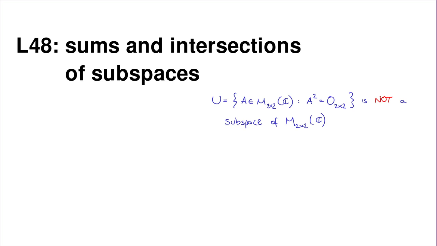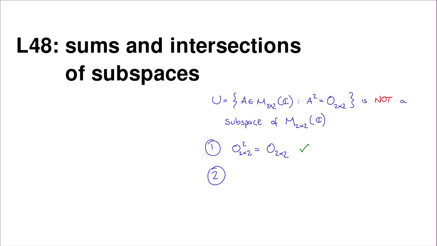to the zero matrix. What I asked you to do was to try and work out why that is not a subspace of the space of 2x2 complex matrices. You'll remember that the definition of subspace has three parts. The first part is that it must contain the zero matrix. Well, the zero matrix does have square equal to the zero matrix, so it passes the first part of the definition of subspace.